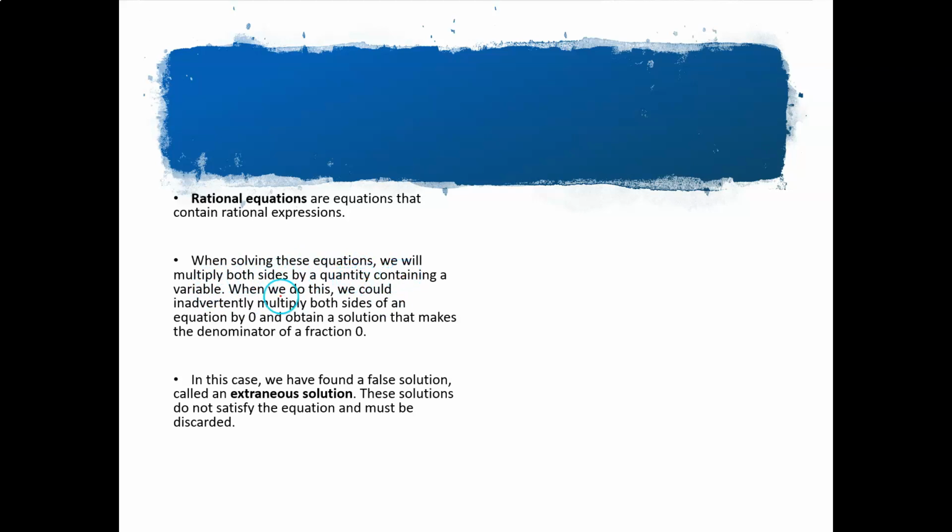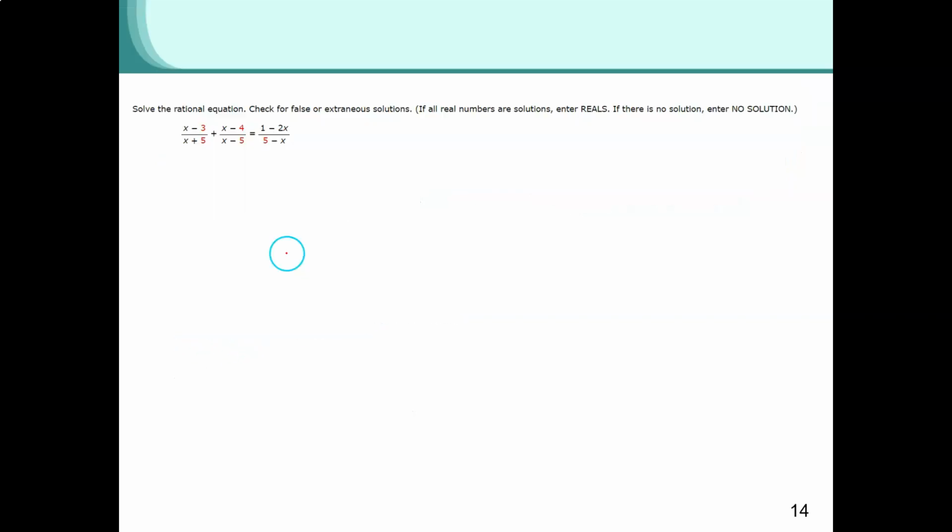a variable. When we do this, we could inadvertently multiply both sides of the equation. All right, I'm going to skip here. All right, just show you the work. This is a question from your homework web assignment. This is the rational equations.